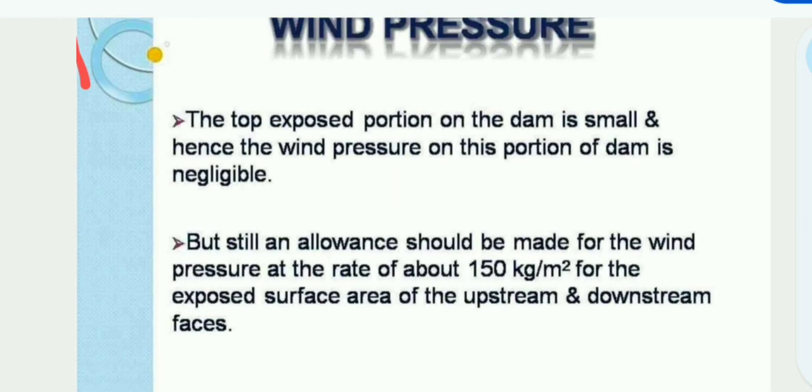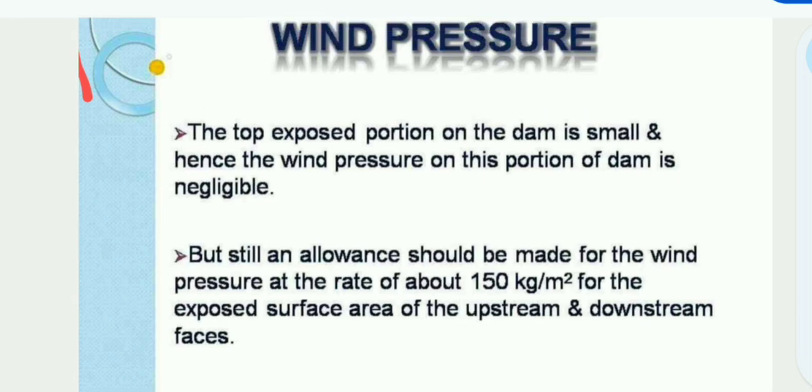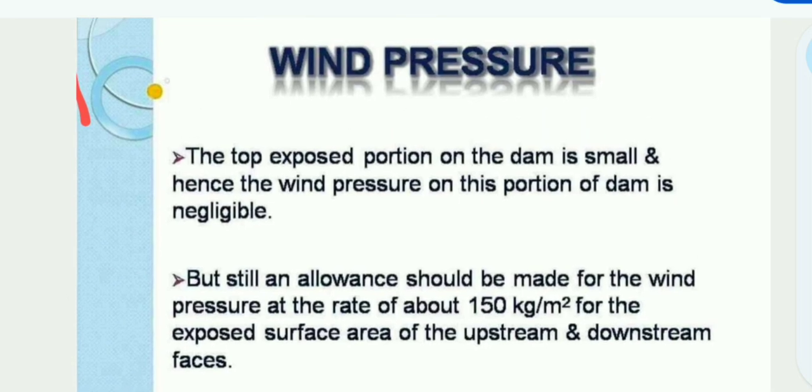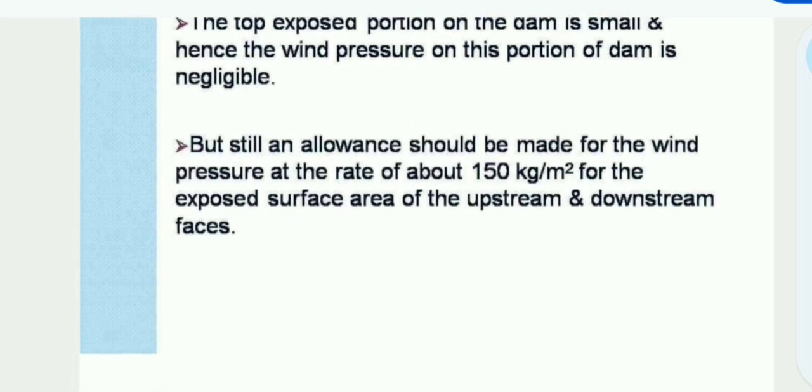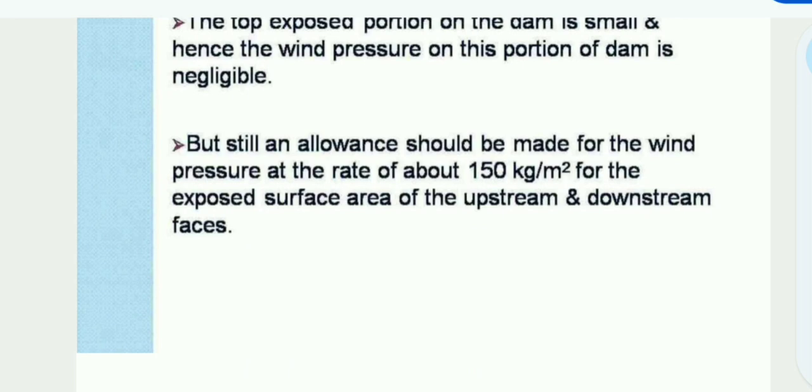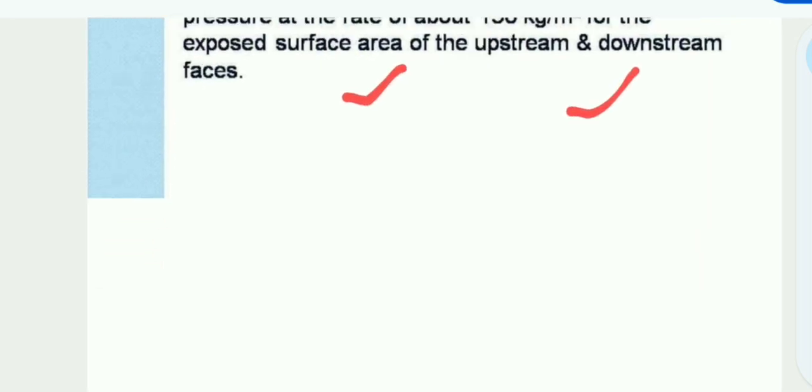Wind pressure. The top exposed portion of the dam is small and hence the wind pressure on this portion of the dam is negligible, but still an allowance should be made for the wind pressure at the rate of about 150 kg per meter square for the exposed surface area of the upstream and downstream faces.